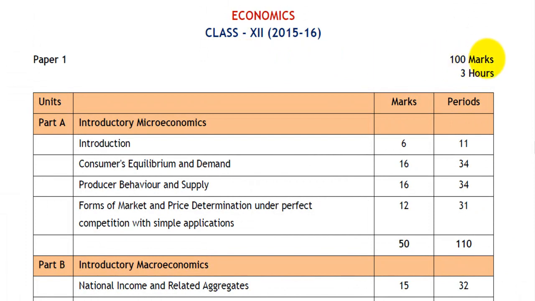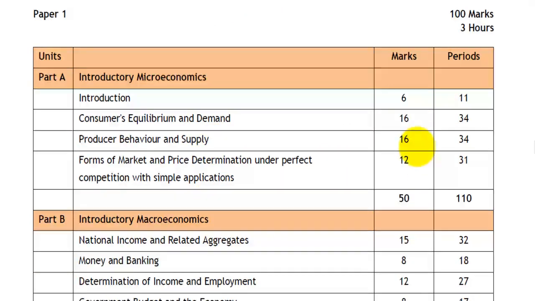Here you can see this is a 100 marks theory paper for 3 hours. Part A, that is Introductory Microeconomics, comprises Introduction for 6 marks, Consumers' Equilibrium and Demand for 16 marks, Producer Behavior and Supply for 16 marks, and Forms of Market and Price Determination under Perfect Competition with simple applications for 12 marks. The total weightage of Part A is 50 marks.